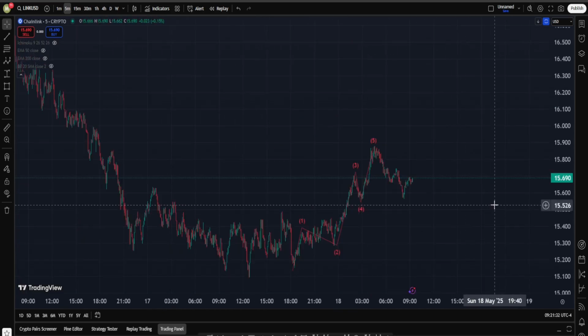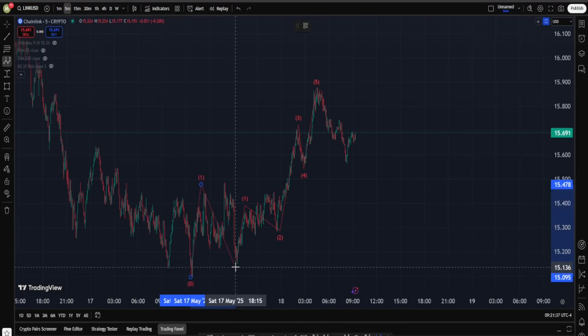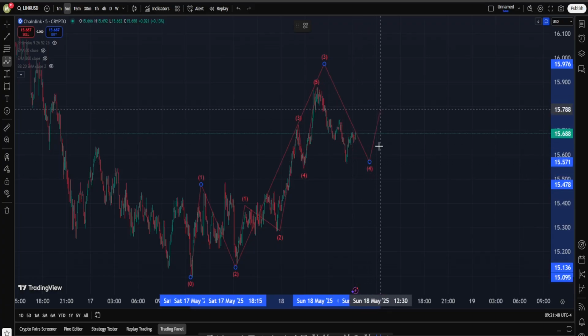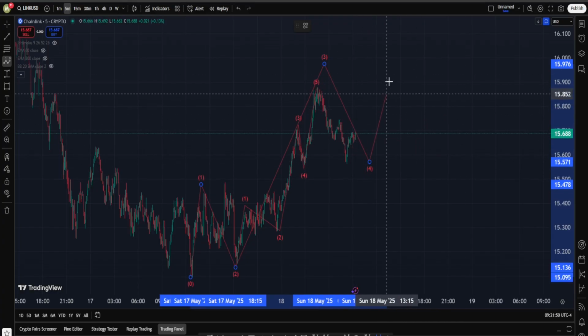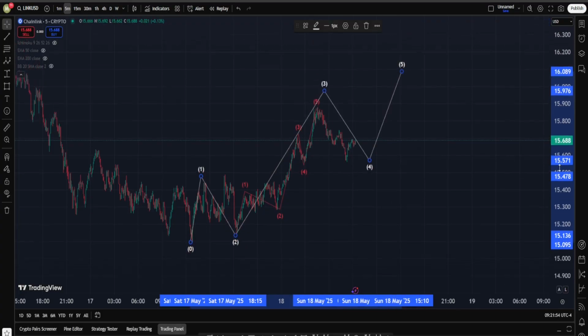So on a higher degree, if the final low in Chainlink is already in, you have to consider this scenario suggesting this is 1 2, 5 up into wave 3, and this is the main point. The current move down in Chainlink, we needed to be a correction structure into this potential wave 4, and soon I want to see yet another move up into wave 5.